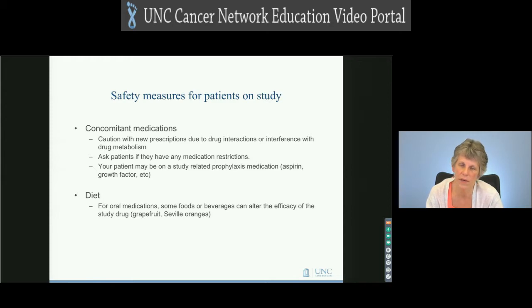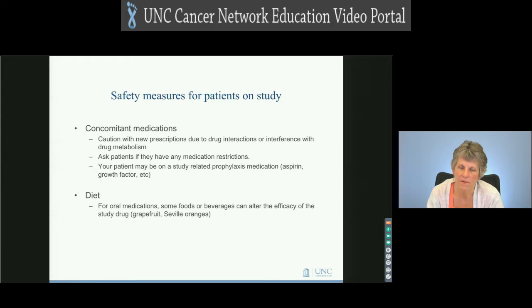We try to inform our patients, but it's hard for them to remember what they're allowed to take and what they're not. So, if you know they're on a study, it's helpful to ask the question before they're picking up a prescription. Do you know what meds you're allowed to take, or what kind of meds you aren't allowed to take? It makes them think that maybe I should call my study coordinator before I start my new prescription.